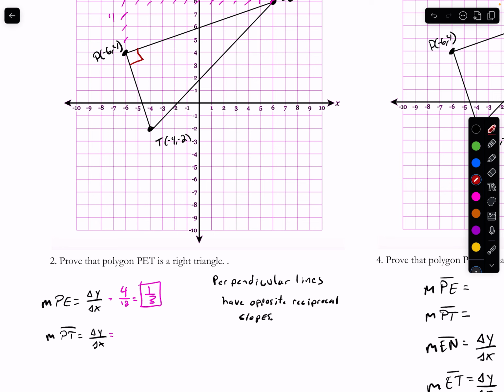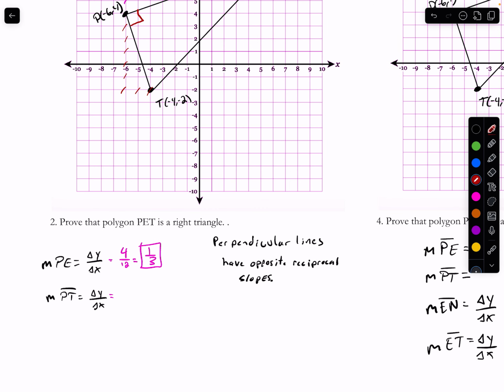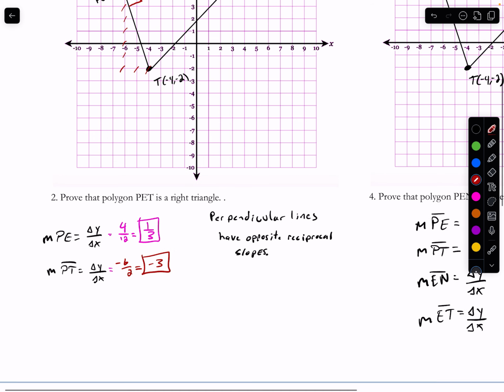So if I go ahead and look at this, I'm going down 1, 2, 3, 4, 5, 6, right 1, 2. All right, so the change in the y is down 6, right 2. Simplified will be -3. Lock it in, and there we go. You can say perpendicular lines have opposite reciprocal slopes. Okay, therefore, triangle PET is a right triangle.